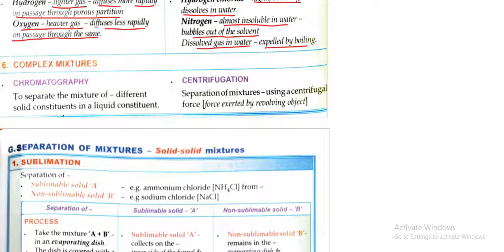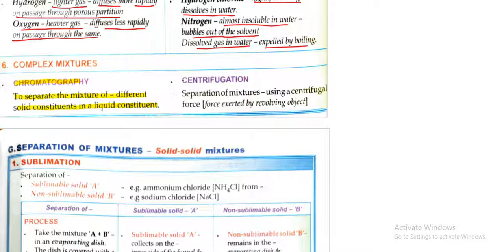So complex mixtures can also be separated. So we will see what is chromatography. So what is chromatography, students? Chromatography is the method used to separate a mixture of different solid constituents in a liquid. So if more than two solids are mixed in a liquid, then you can separate them by the method of chromatography.